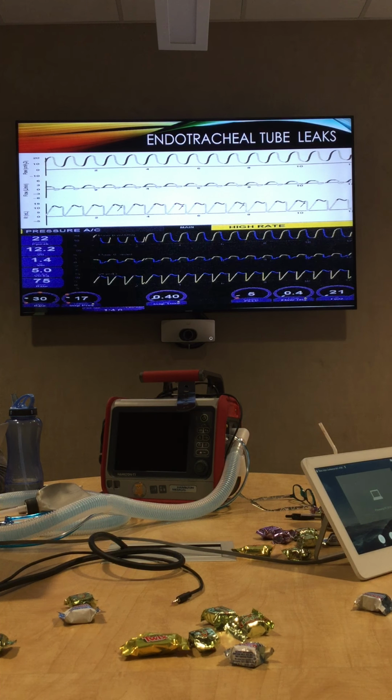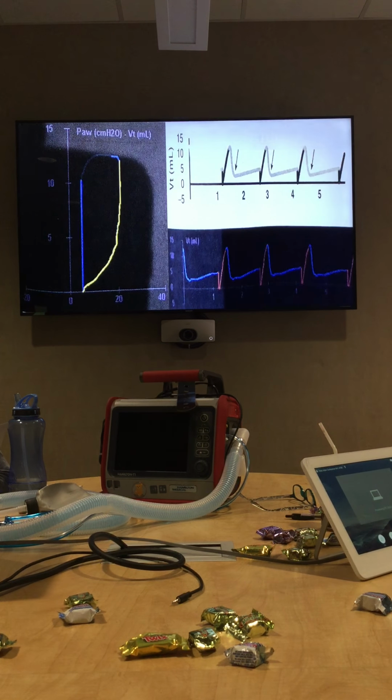Typically if I'm going to see a leak, I'm going to see it during the inspiratory pattern, because my pressure's higher. So if you look at your airway pressure, I don't really see many changes on that waveform. But look at your tidal volume. I'm losing volume. Leaks can be small, or they can be large enough that the ventilator doesn't know where to terminate, which will come to the next slide.